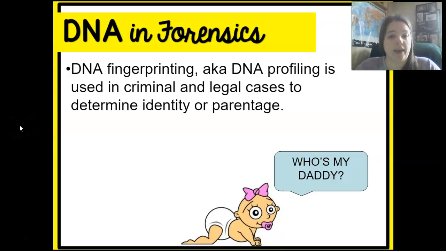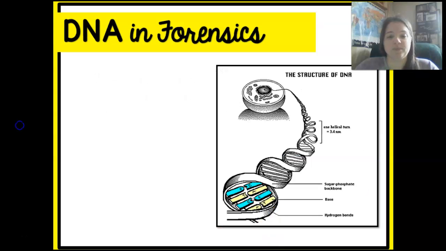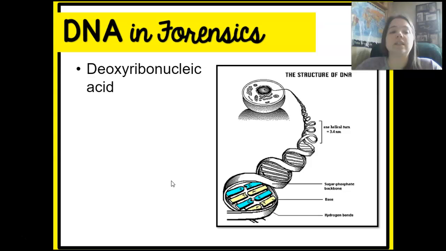DNA fingerprinting, aka DNA profiling, is used in criminal and legal cases to determine identity, or it could even identify parentage. So here's a quick structure of the DNA. It's deoxyribonucleic acid. I am horrible at saying this word, so DNA for me.